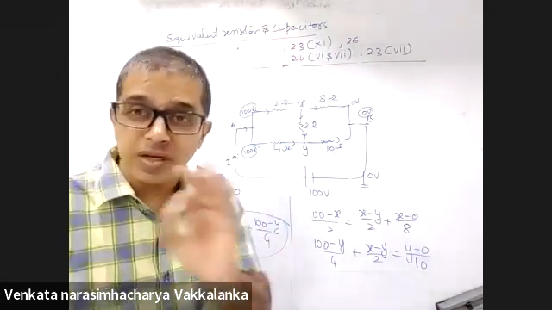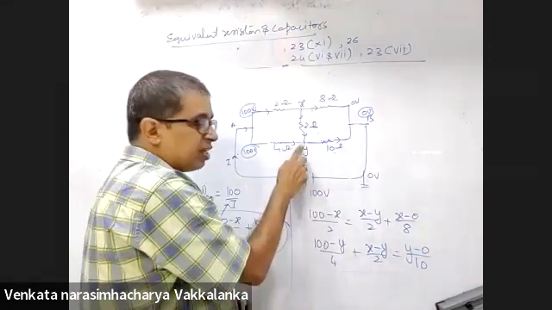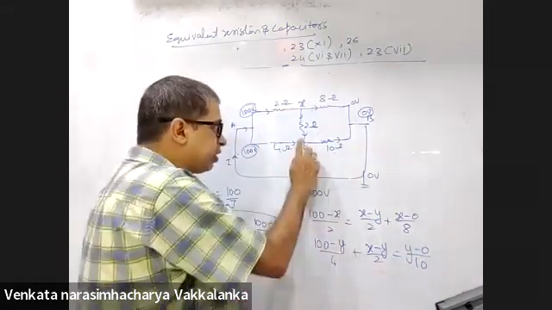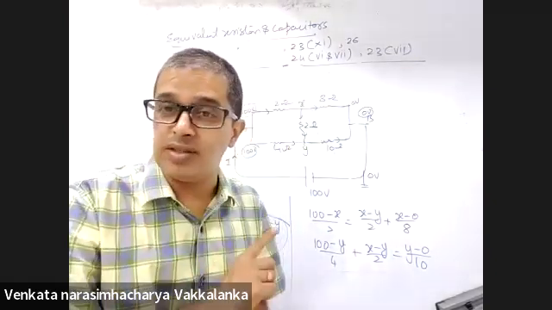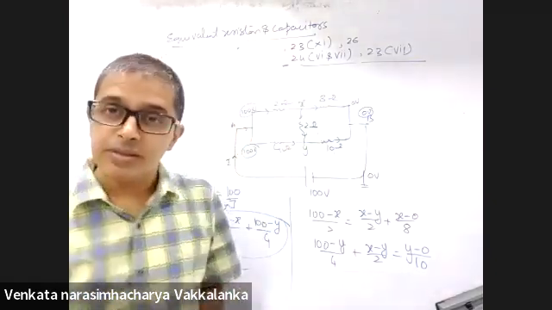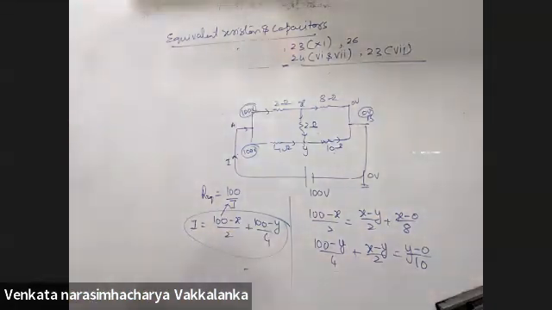Now, one mistake you're not supposed to commit. In the first equation, you took current going from X to Y. Second equation, you cannot take current going from Y to X. You have made the choice in the start, stick to it. Yes, sir.